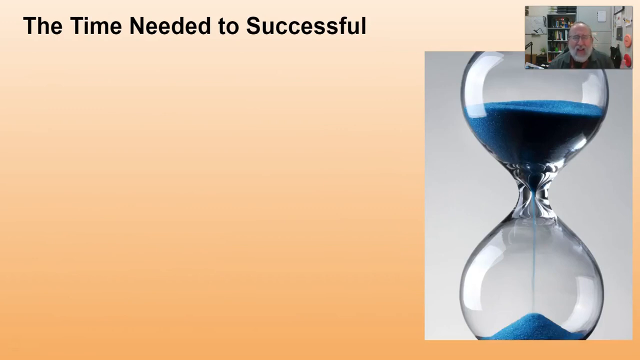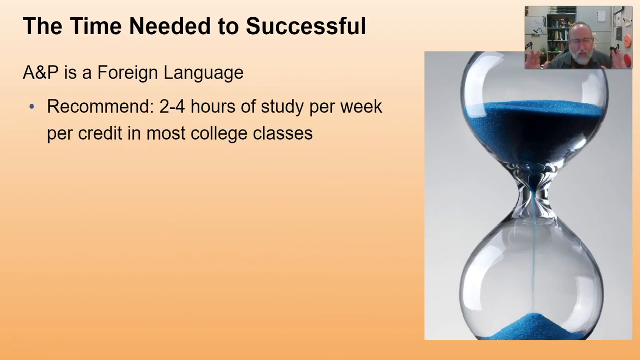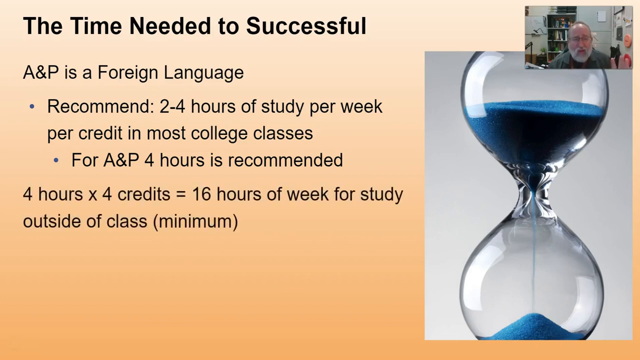All right, so the time needed to be successful. Now, thinking about it as a foreign language, right? One of the things you might have heard is like, we recommend 2 to 4 hours of study per week per credit for most college classes, right? That's per credit. Now, really, when it comes to A&P, I recommend 4 hours a week per credit to really kind of be able to saturate yourself in this because it is a foreign language, which means you're looking at 16 hours a week of study outside of class. Can this vary?